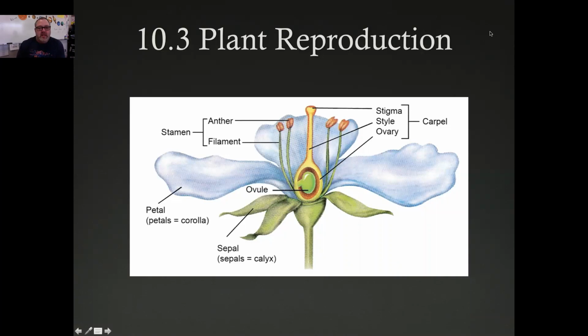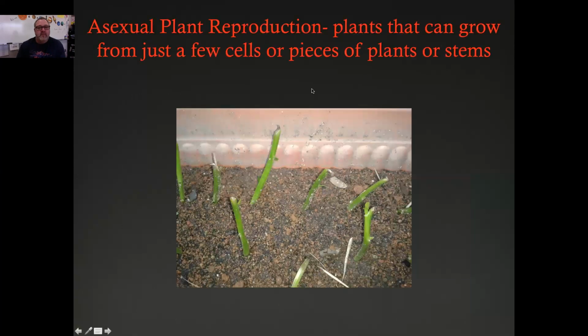Okay, 10.3 then is about how plants reproduce. There's a couple different ways that this happens. Asexual plant reproduction happens when plants can grow from just a few cells, or just a part of a plant or a stem. We'll get into the detail. You might need to pause it here because I'm going to move on to the next slide.